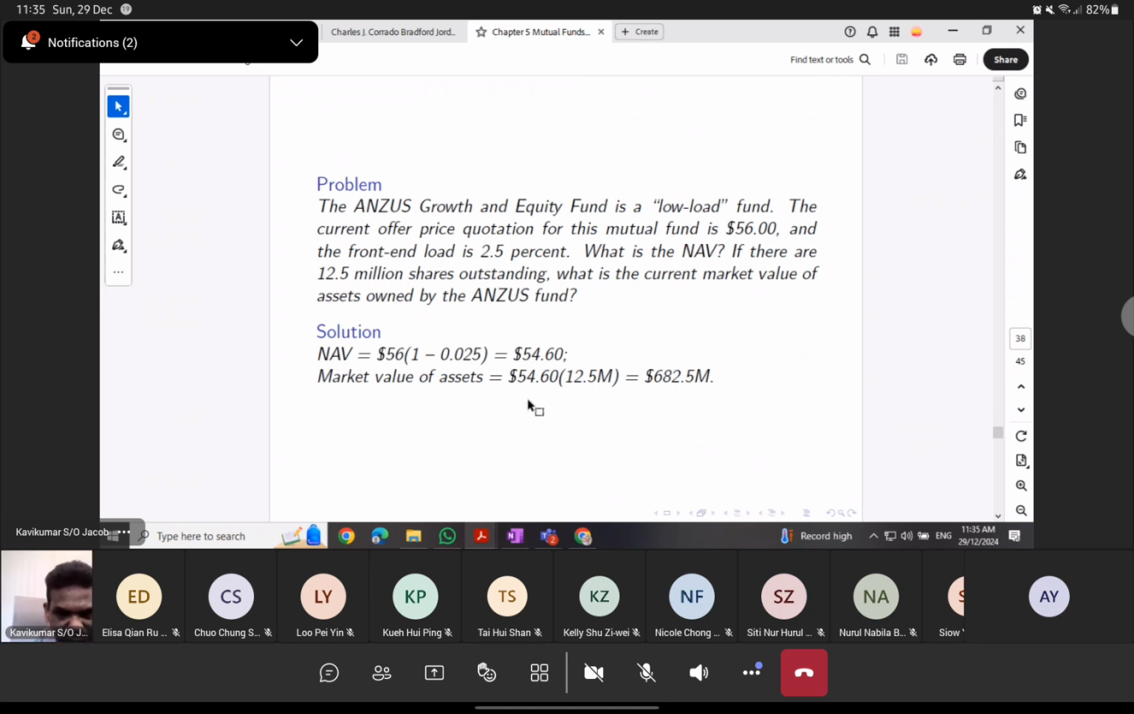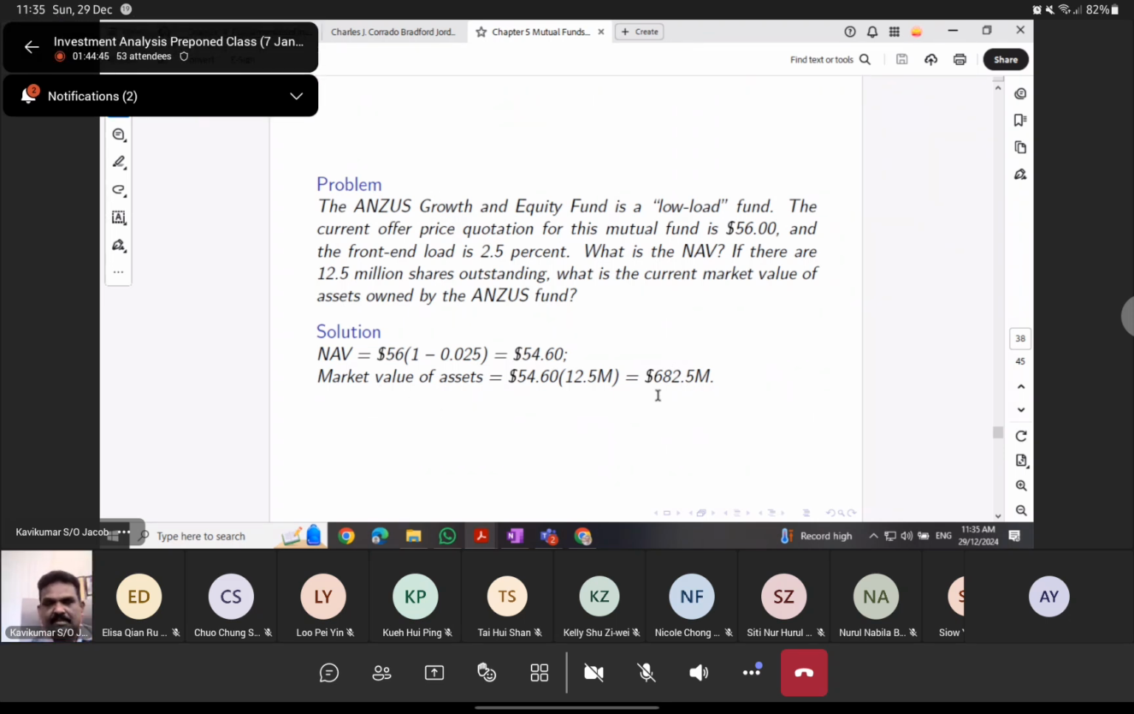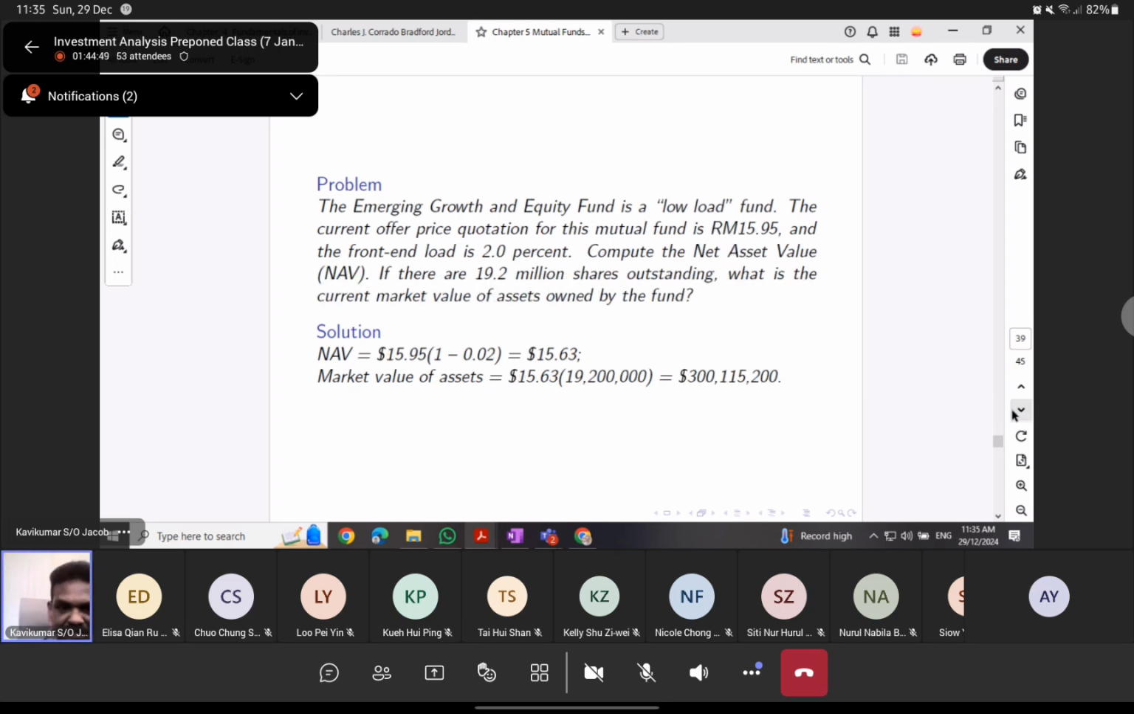If there are 12.5 million shares outstanding, what is the current market value of the asset? So they have 12.5 million shares outstanding. So multiply by this price. This is the outstanding price, the market value of their asset. This kind of problem is important for your final exam. The same as the previous one.